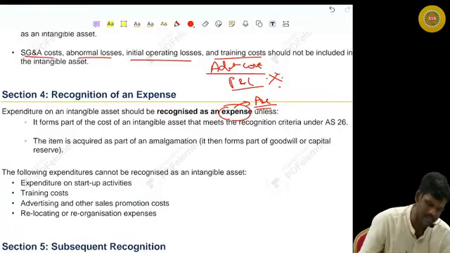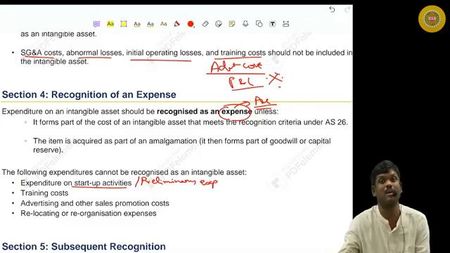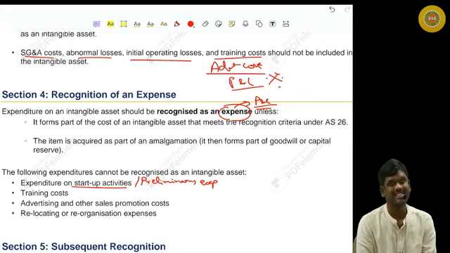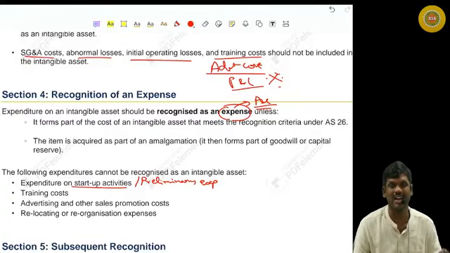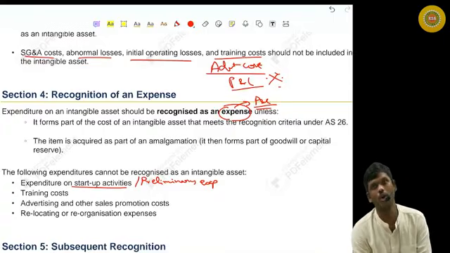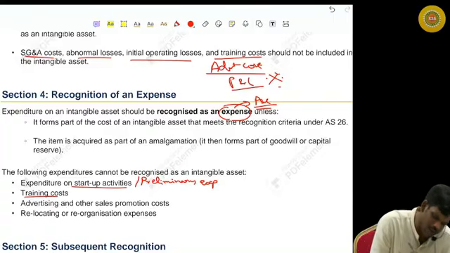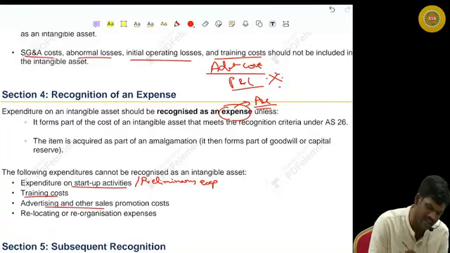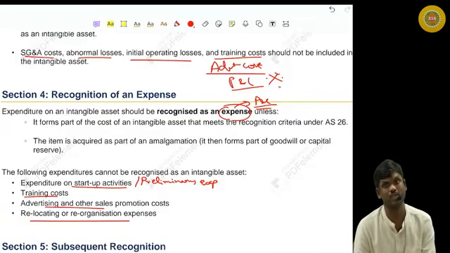They have also given certain examples like expenditure on startup activities. This is also called preliminary expenses. Preliminary expenses you can never capitalize and amortize. Don't think, sir, Income Tax Act, Section 35 allows over a period of 5 years. That is Income Tax Act, sir. AS26 is very clear. Preliminary expenses should be completely charged to the P&L in the year in which it is incurred. No capitalization of preliminary expenses is allowed. Training cost also should be charged to P&L. Advertisement and sales promotion cost also should be charged to P&L. Any relocation costs also should be charged to P&L. These costs can never be capitalized and shown in the balance sheet.